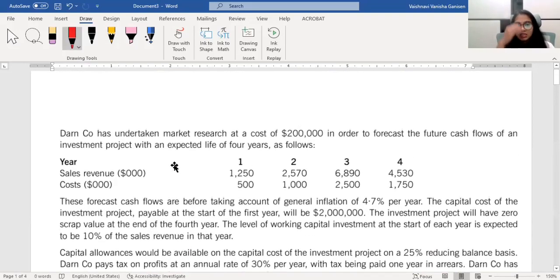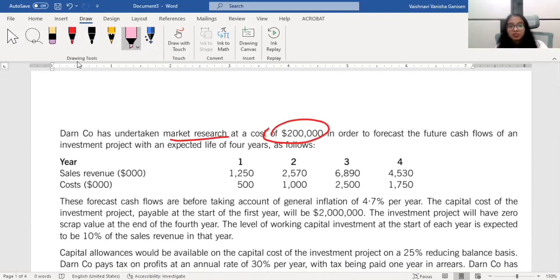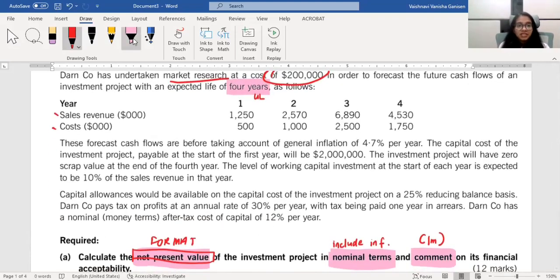All right, now, Danco has undertaken market research costs at 200,000 in order to forecast the annual future cash flow of an investment project with the expected life of 4 years. So this is the useful life or the maturity period. Okay, now the next one would be you have sales revenue, and you have costs. Now, the forecast cash flows are before taking into account of general inflation of 4.7% per year.